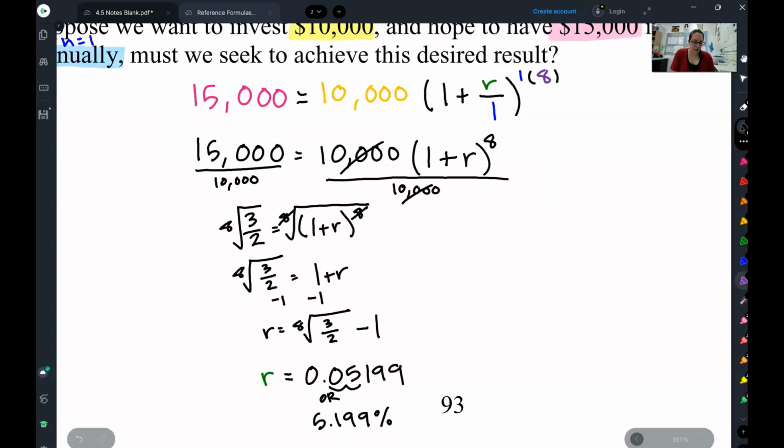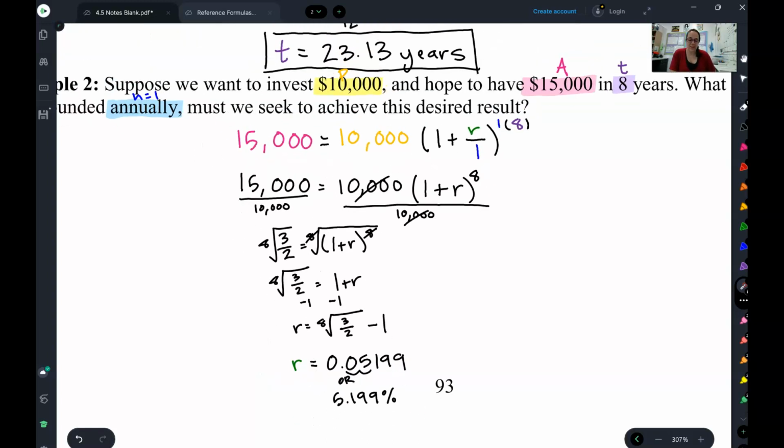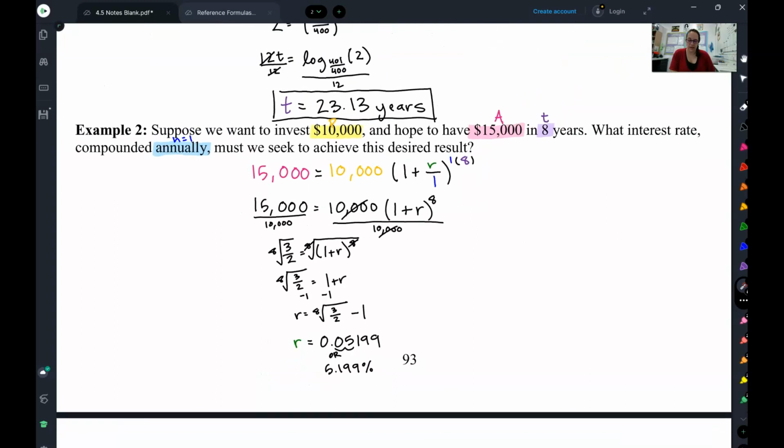Check your answer with mine. So I divided by 10,000 first, and then I had to the 8th power, so I took the 8th root to get rid of that. And then I just minused 1, so I had the 8th root of 3/2 minus 1. Type that in my calculator, I get this. Or I can move the decimal over to the right twice to change it to a percent. So that is the interest rate I need in order for my 10,000 to change to 15,000 in 8 years.